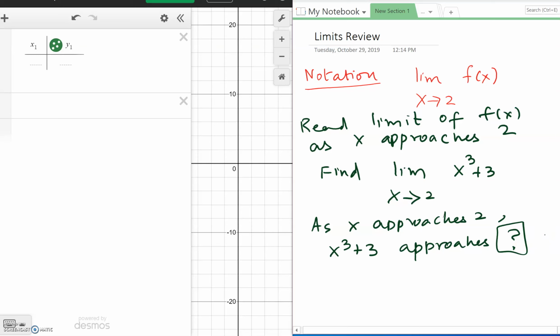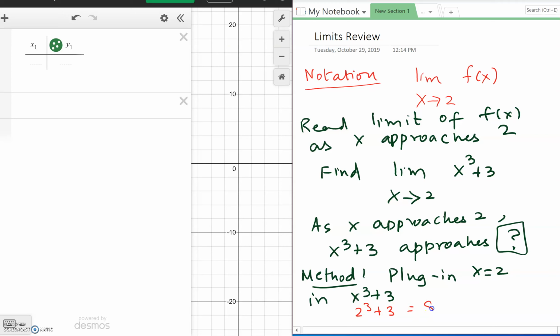As a shortcut, we could just plug in. That is method 1. Method 1 is to plug in x equal to 2 in x cubed plus 3. So you put 2 here, and we will have 2 cubed plus 3, which is 8 plus 3, which is 11. So this is method 1, where we just plug the x value into the function f of x to get the limit value.